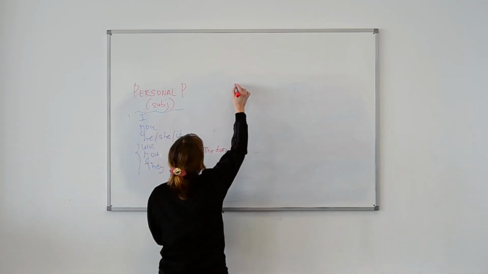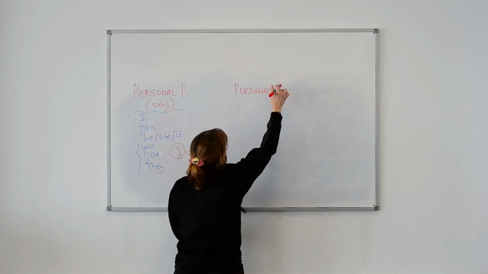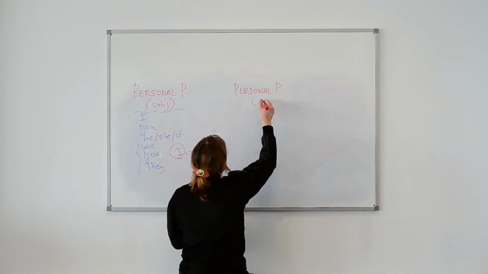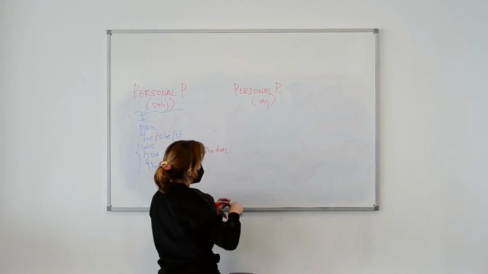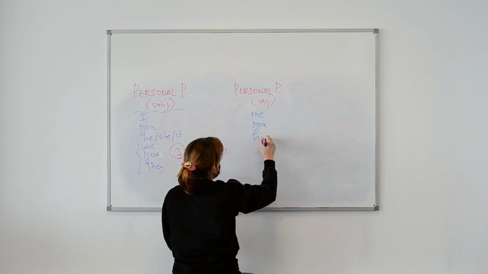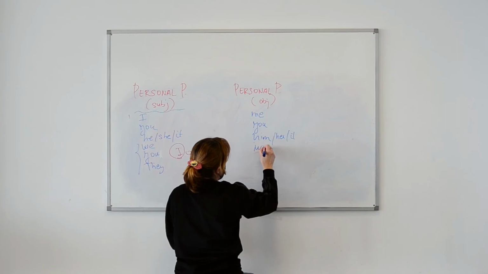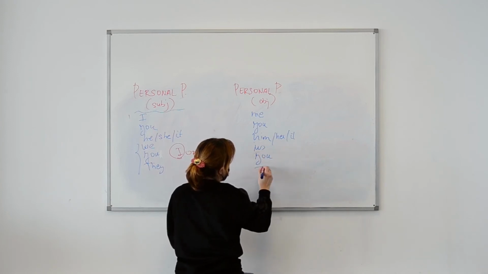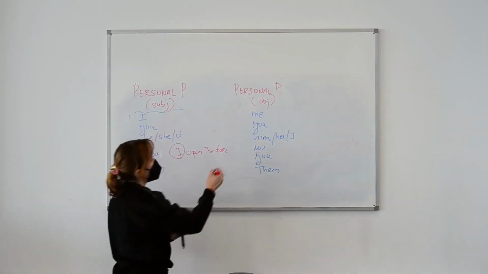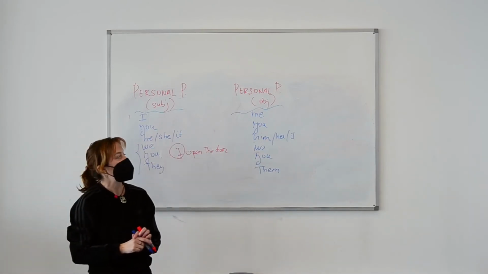Another group of pronouns are personal pronouns when they function as a direct object. Personal pronouns, okay? Object, for example, should be me, you, him, her, it, us, you, and them. These are again personal pronouns, but in this case, they don't function as the subject of the sentence. They function as the object of the sentence.